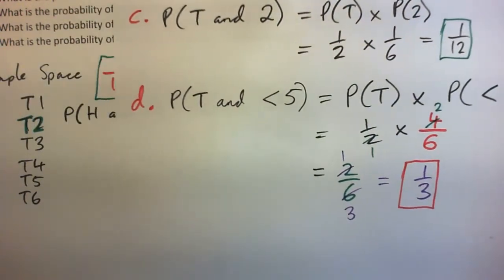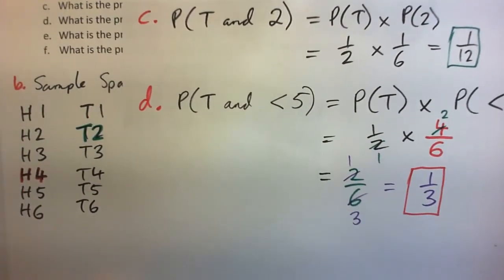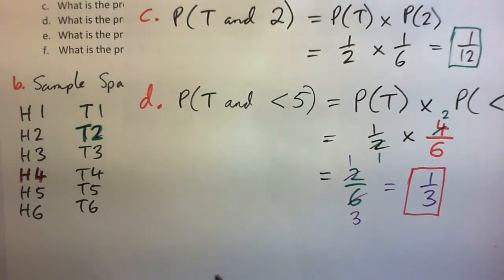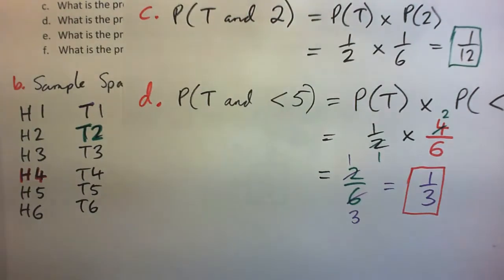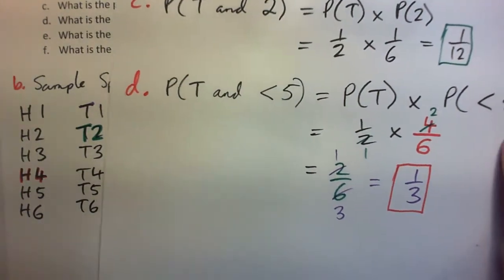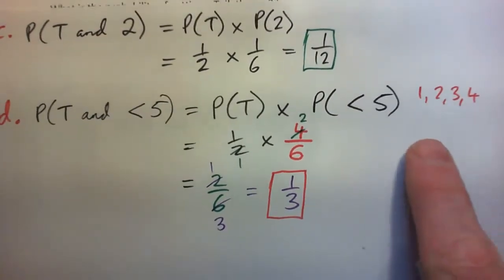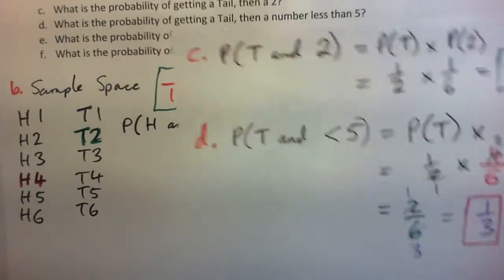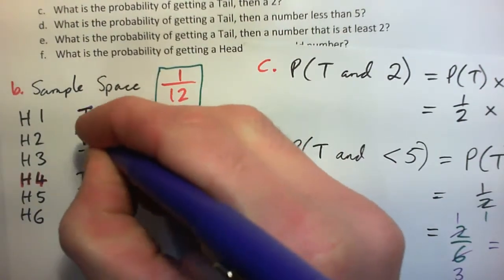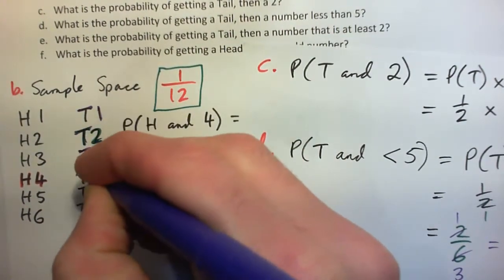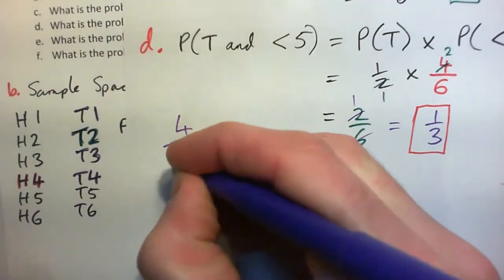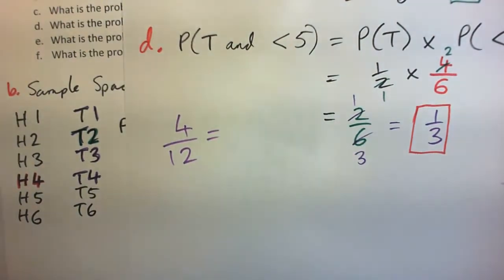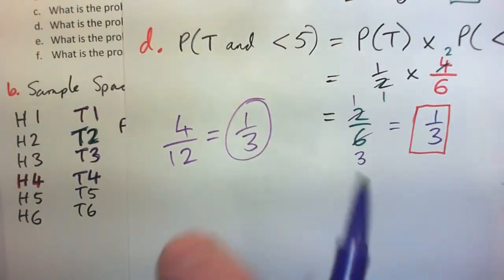So for our sample space, we have these options. So we need to get a tail. But we need a tail and then a 1, 2, 3, or 4, right? So we could have got tail 1, tail 2, tail 3, tail 4. And that gave us 4 options out of 12. And what does that reduce to be? 4 over 12 is 1/3. So again, we can get this by looking at the sample space.